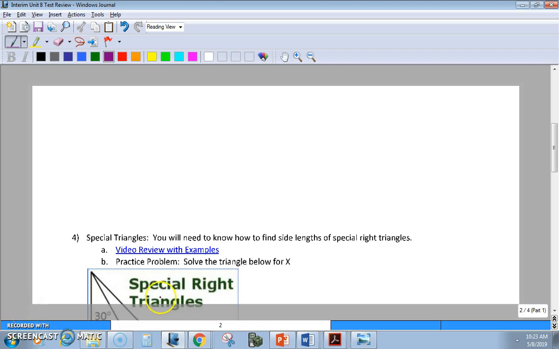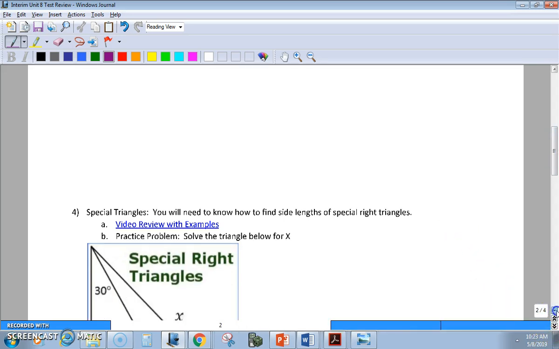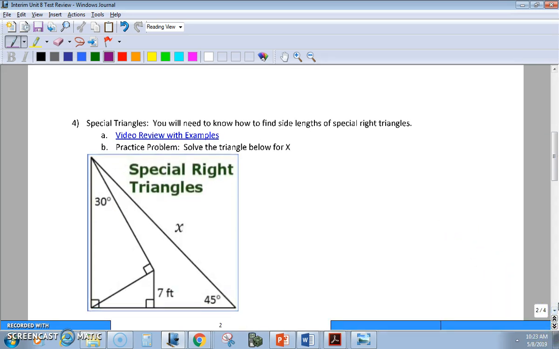All right, guys, question number 4. Special right triangles. We should be getting pretty good at these. So remember to use special right triangles whenever you see 30, 60, 90 or 45, 45, 90. So this one's just more fun because we have kind of more triangles to figure out. So it's like a puzzle.